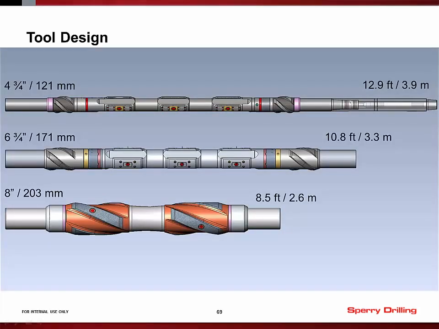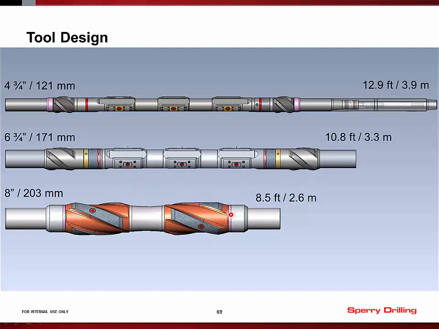Of course, being an LWD tool, we have to provide different sizes of this tool to suit different hole sizes. We have 3 sizes. We have a 4 3/4 inch tool, a 6 3/4 inch, and an 8 inch tool. The 4 3/4 and the 6 3/4 are laid out in much the same way as I've already described, with 3 rows of buttons, with the transmitters either side and the stabilizers either side of that.